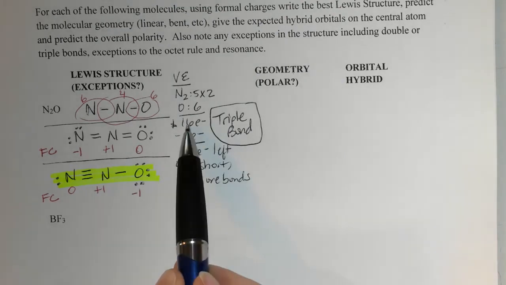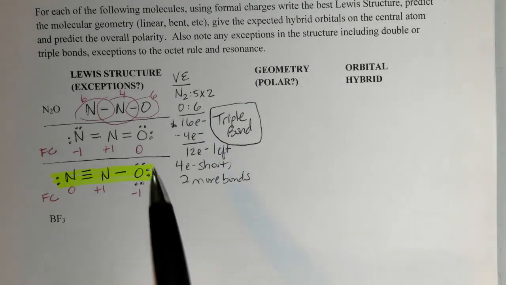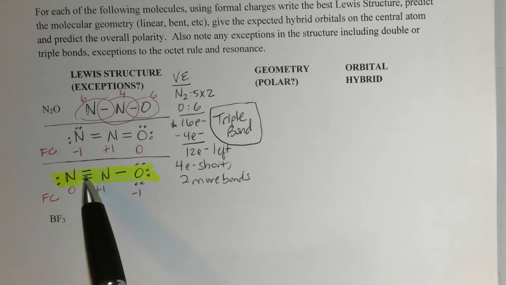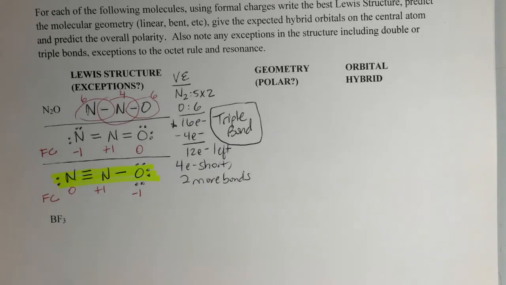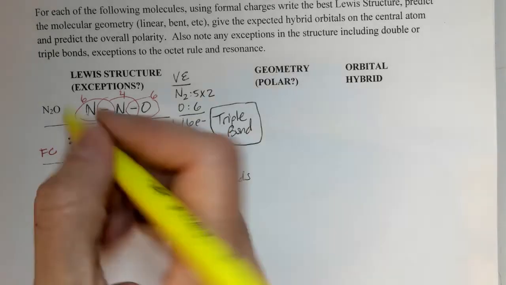And always just double check. There should be 16 electrons here. 2, 4, 6, 8, 10, 12, 14, 16. All right, so that would be the Lewis structure for N2O.